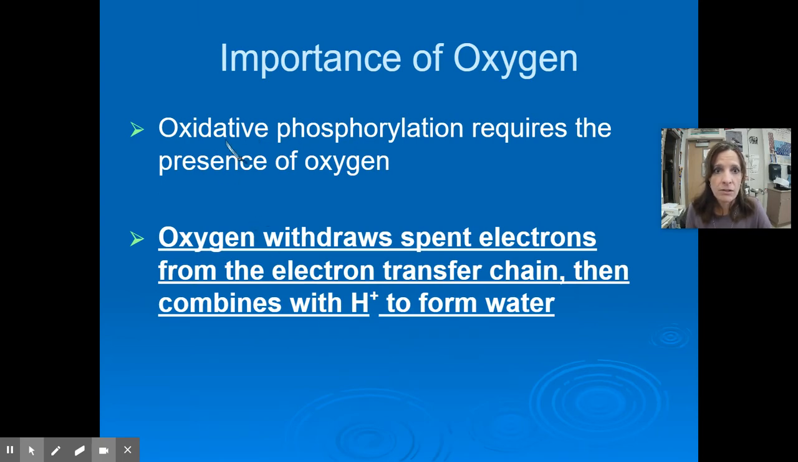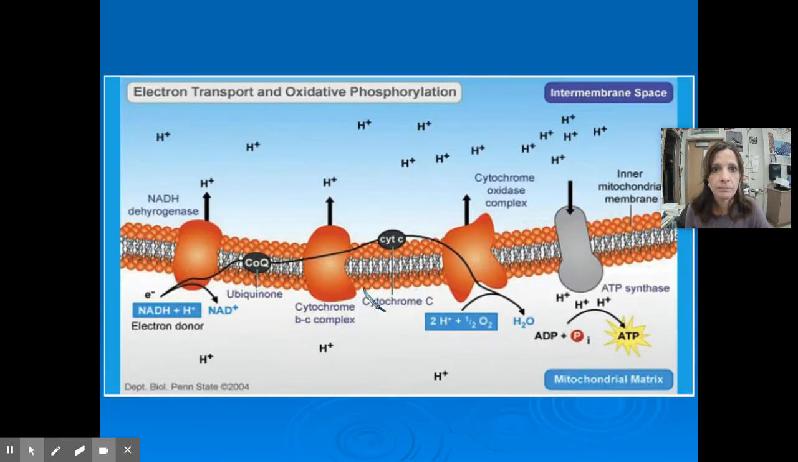So how come oxygen is so important? This process only happens in the presence of oxygen because of this statement right here. Oxygen withdraws the spent or low energy electrons from the electron transport chain and combines them with protons or hydrogen ions to make water. Without the oxygen, those electrons would just get stuck in that chain and everything would back up and it wouldn't work. So when you don't have oxygen, we'll learn that some other things happen.